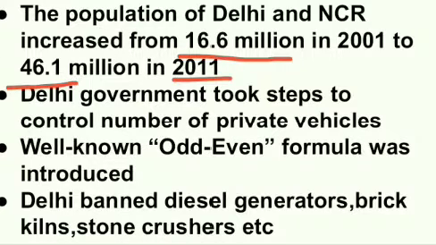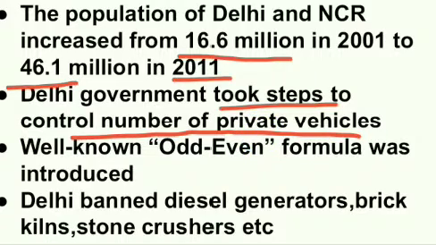So Delhi government took steps to control the number of private vehicles on the road. The well-known odd-even formula was introduced after the worst episode of smog. This includes running private vehicles with odd vehicle numbers on odd dates and even-numbered vehicles on even dates. Further restrictions include a ban on diesel generators, brick kilns and stone crushers.